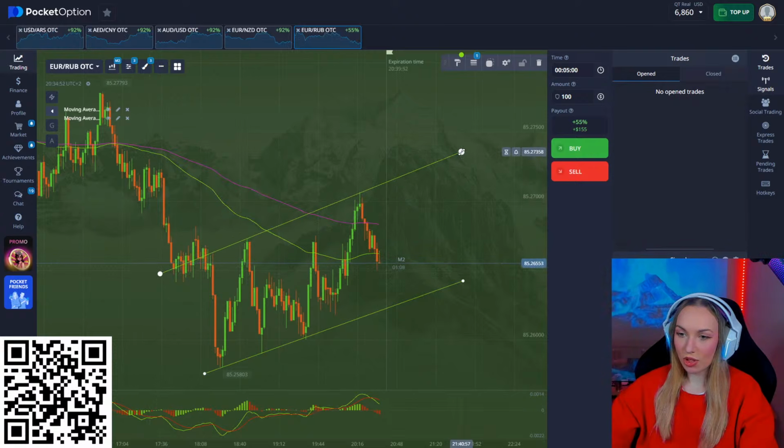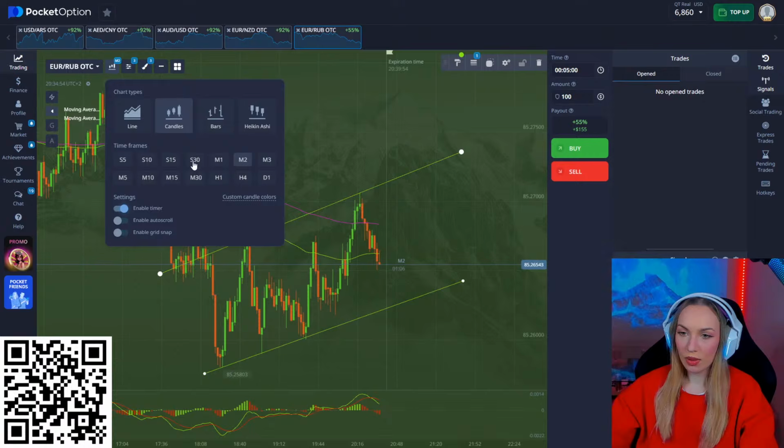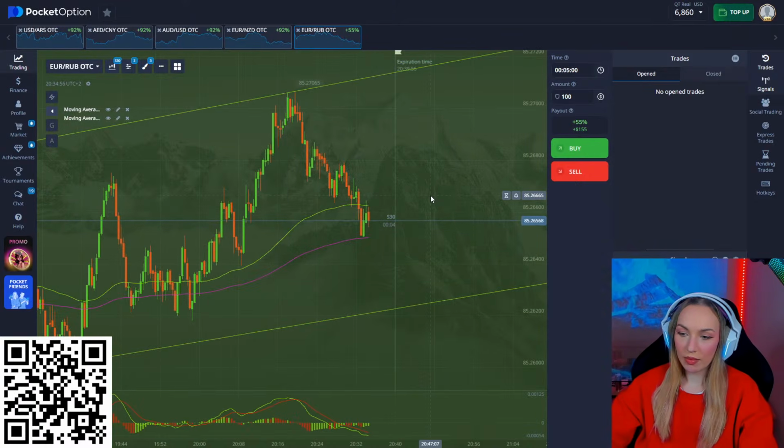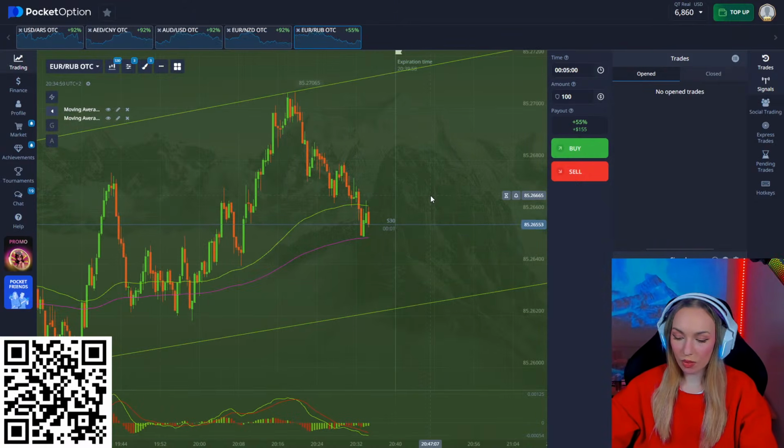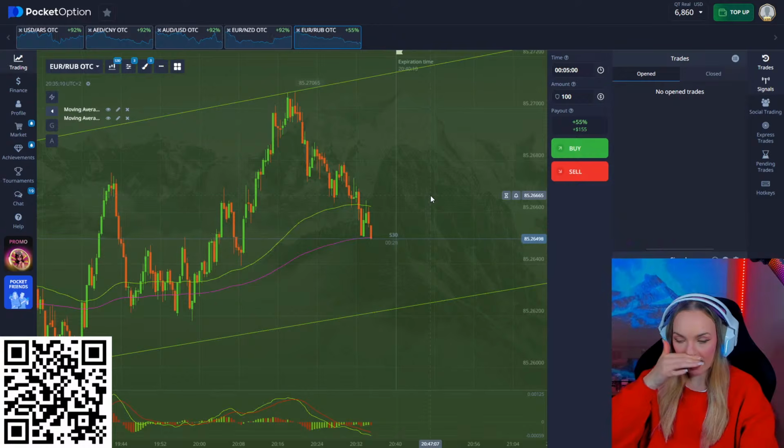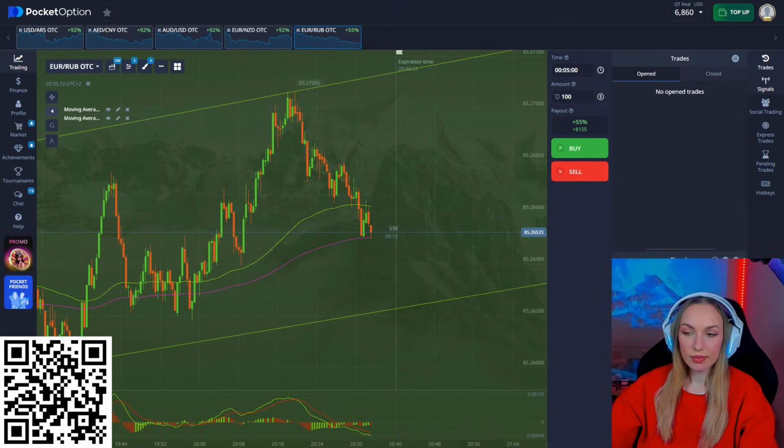Okay, also I see the channel right there on Euro Rumble. The price goes down, and maybe soon we will be ready to open the trade in the upward direction. Right now it goes down. So I'm waiting for the price to approach this level, and then maybe I'll be able to open the trade in the upward direction.